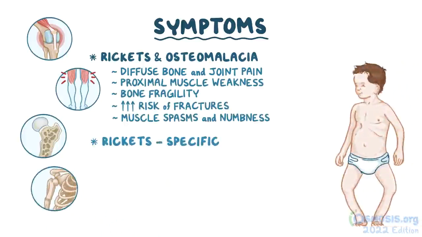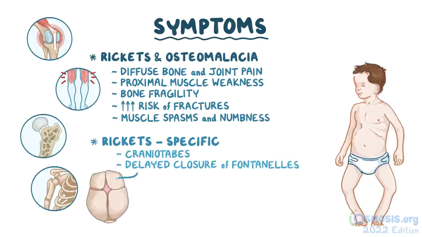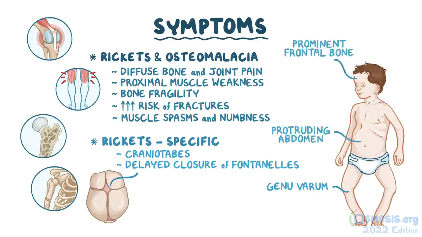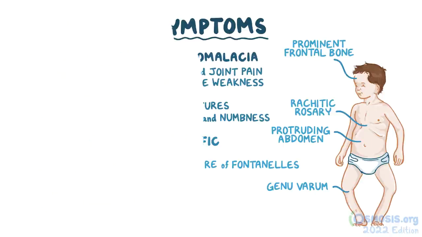Rickets-specific symptoms include thin, soft skull bones, which is called craniotabes, delay in the closure of fontanelles, and bow legs, also known as genu varum. There may also be an enlarged prominent frontal bone and, with severe disease, a protruding abdomen. Additionally, a rachitic rosary may be seen. This is when little bumps appear along the chest due to the widening of the junction between the ribs and the costal cartilage in front of the rib cage.